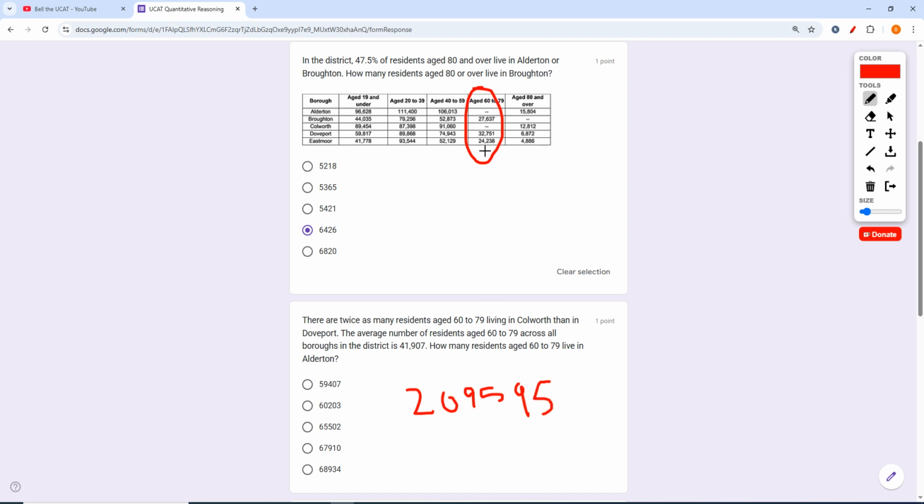So when I add all of these up together, then how many residents live in Alderton? So that means he's asking me this value. How much is this? What about this? This value is double of that. Okay, so what would I do?